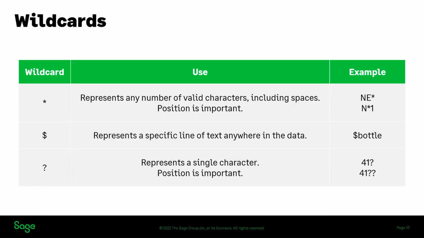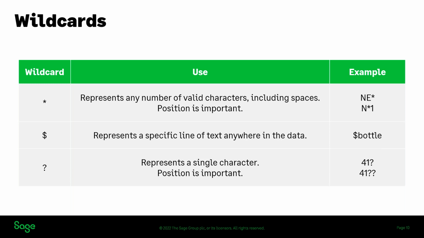Now I'm going to pick up on wildcards next. Now there are 3 wildcards available, and this really adds even more flexibility. So there are three wildcards. You've got an asterisk, the dollar symbol, and also the question mark. Now, the asterisk represents any number of valid characters, including spaces. And the position is important when we use this within a filter. And I'll give you an example of this one in a moment.